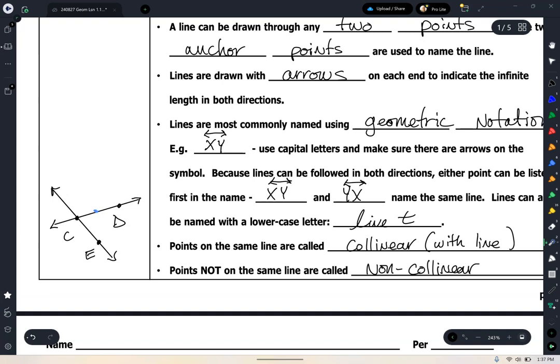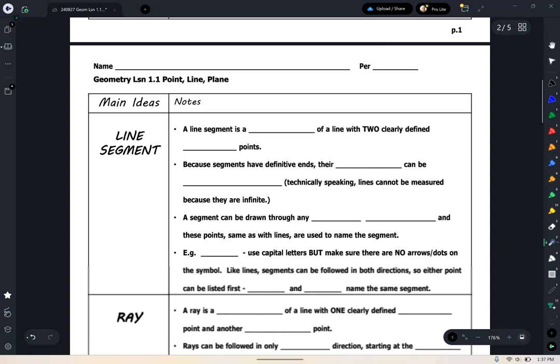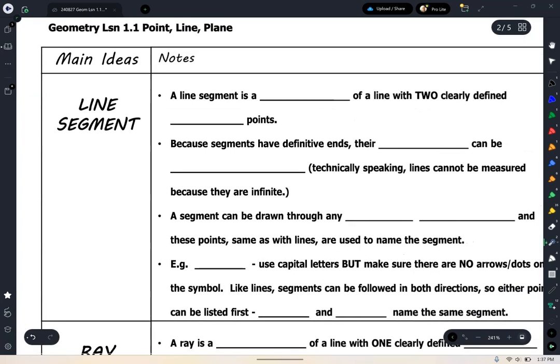So it has to be 3 points where one of them does not sit on the same line as the other. If we're talking about this line, D is non-collinear. If we're talking about this line, E is non-collinear. If we're talking about this line, C is non-collinear. Does that make sense? See what I'm saying? Okay, now, that's going to lead us into another section in just a little bit. But let's keep going.